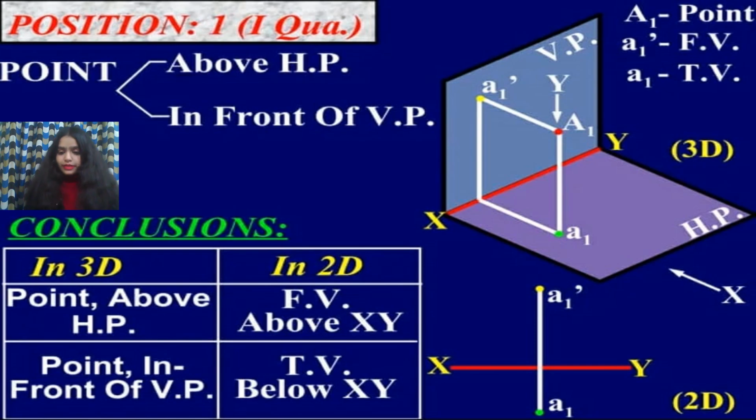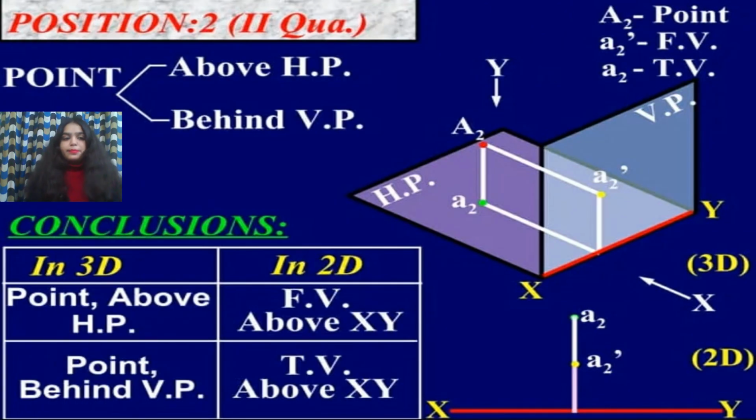Now coming to the next. Our next case will be position number 2, in the second quadrant. Now the second quadrant. Where is the point? The point is above HP and behind VP. Clear? So in 3D you can see the point is above HP and behind VP. Where will its front view be made? Front view will be made on VP and top view will be made on HP.